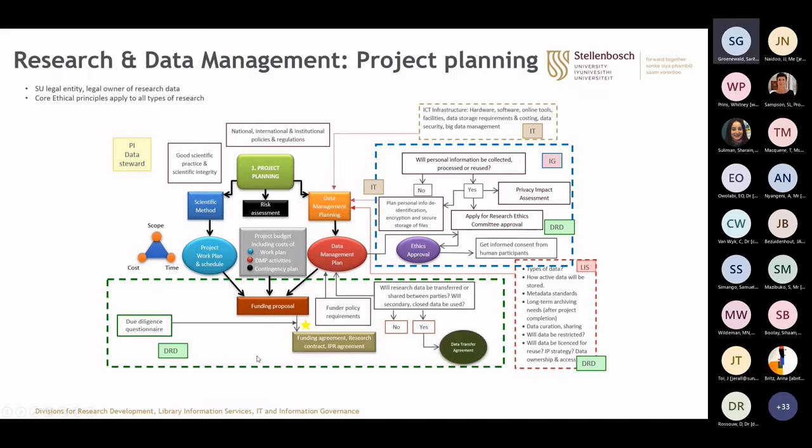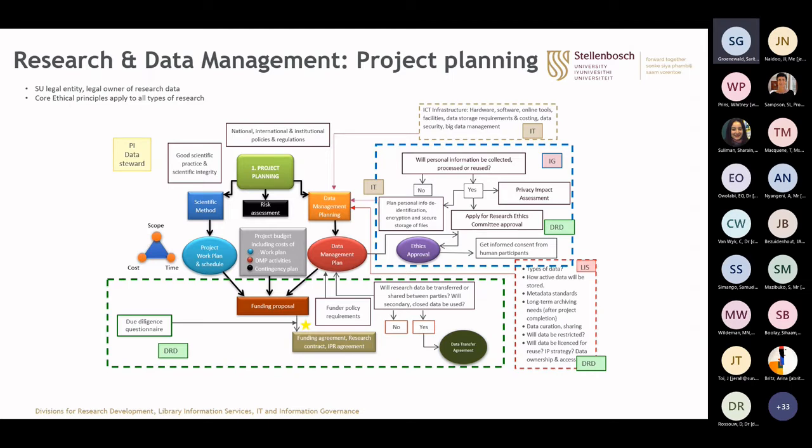So if the researchers are going to have a research contract, which most researchers will have, then most funders nowadays have due diligence questionnaires that need to be completed before they will consider partnering with the university. The Division for Research Development helps with those, and they will also make sure that the researcher understands the funder policy requirements, because funders sometimes have specific requirements in terms of research data management.